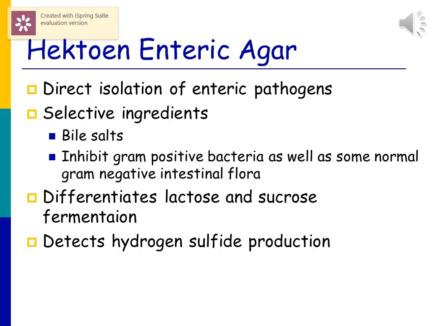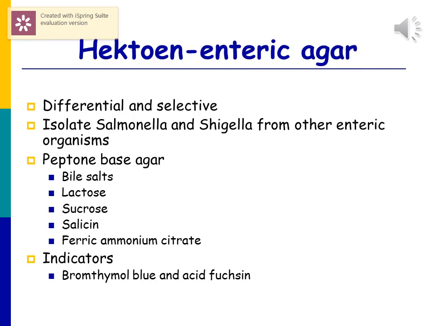So HE agar, or Hektoen-enteric agar. The selective ingredients in HE agar are bile salts. They inhibit gram-positive bacteria as well as some of the normal gram-negative intestinal flora. It allows you to differentiate lactose and sucrose fermenters as well as the detection of hydrogen sulfide. So it's differential and selective. It allows you to isolate Salmonella and Shigella from all of those other enteric organisms that are present.